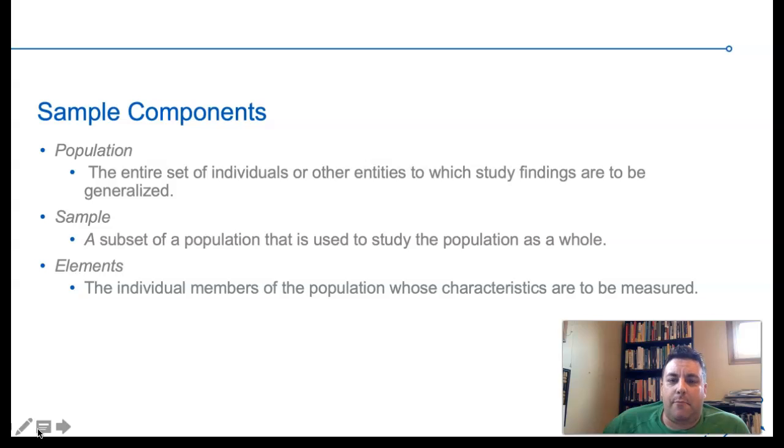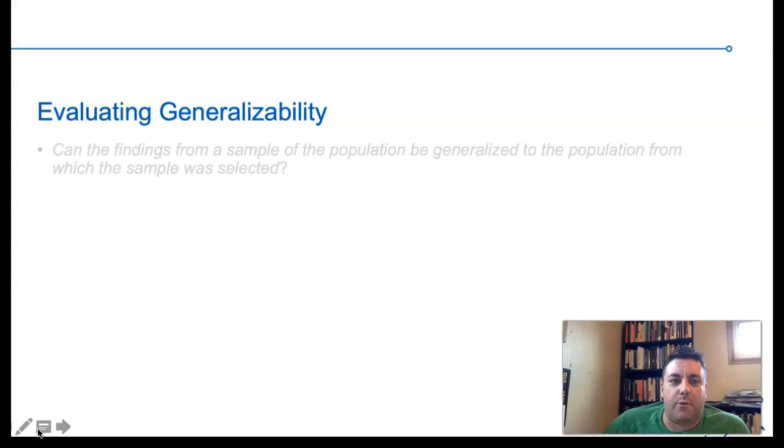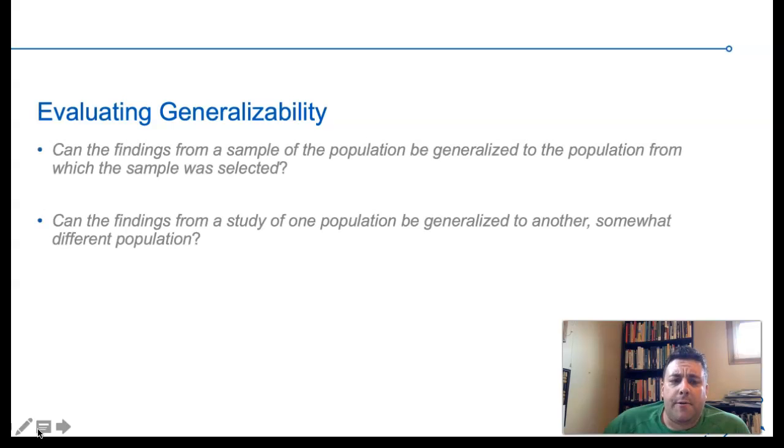And then the elements are the individual members of the population whose characteristics we are measuring. So the whole point of all this is to conduct a research study on that subset of the population, so that we can generalize back to the population. Generalizability is sort of a tough concept because the extent to which we can generalize really depends on the quality of the sample. And the word that we use to talk about how high quality a sample is, is representativeness.